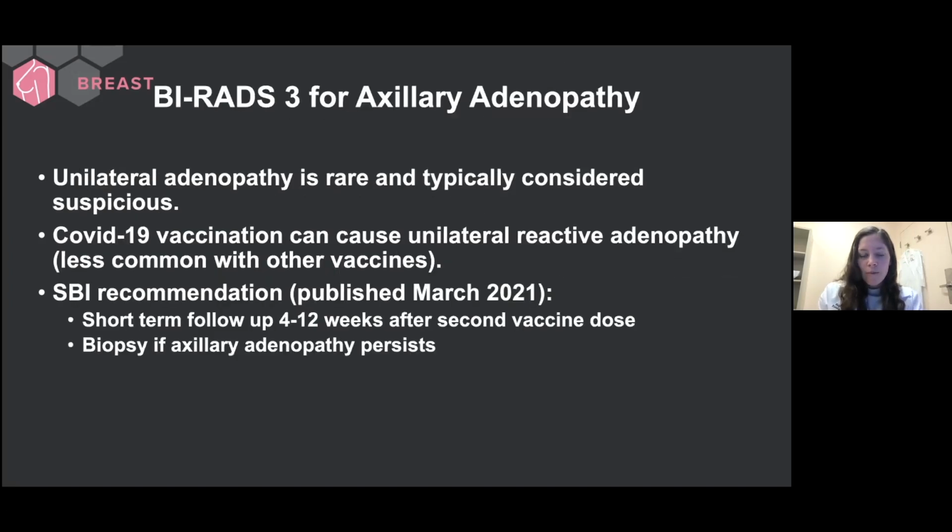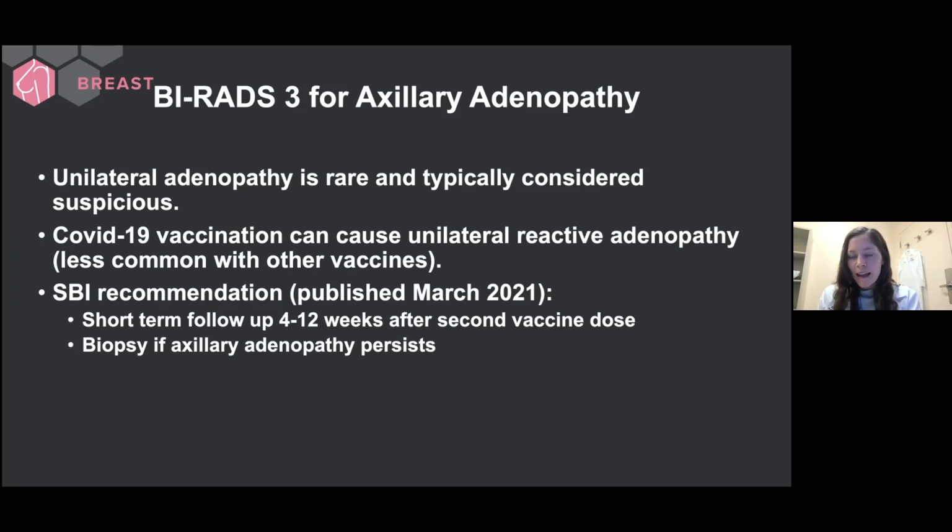I also want to bring up the use of BI-RADS 3 for axillary adenopathy, and this is sort of a timely topic right now. Unilateral adenopathy is rare and typically considered suspicious. However, with the COVID-19 vaccine, we've been seeing a lot of unilateral reactive adenopathy. It can be seen with other vaccines, but it's just a lot more pronounced with the COVID-19 vaccination.